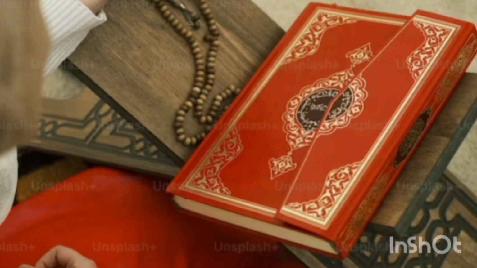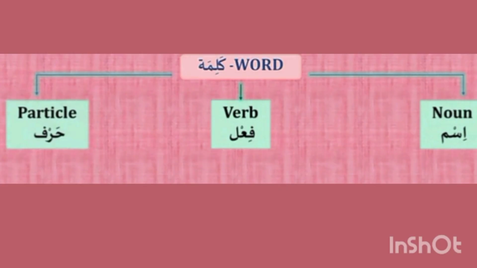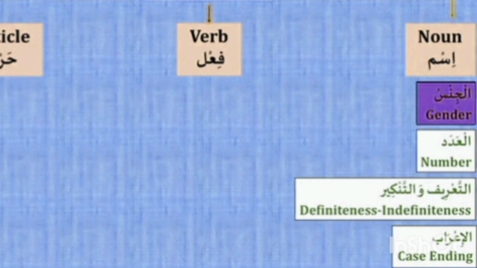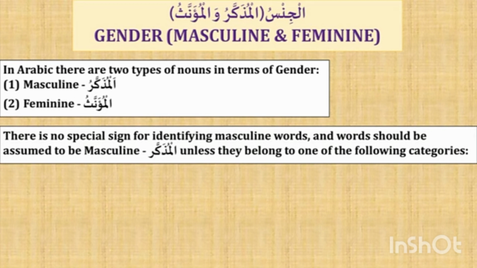In our first lesson, we learned that the word kalma is three types: noun, ism; verb, fail; and particle, harf. Noun has four qualities. Number one, jins, gender. Number two, adad, number. Number three, al-tarif wa al-tankir, definite and indefinite. Number four, al-irab, ending. Jins, gender, in detail.